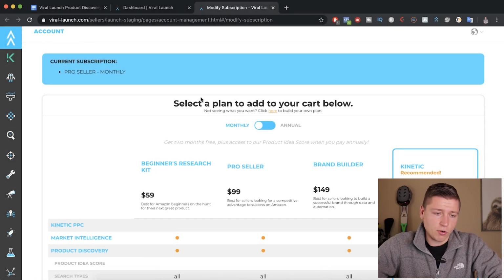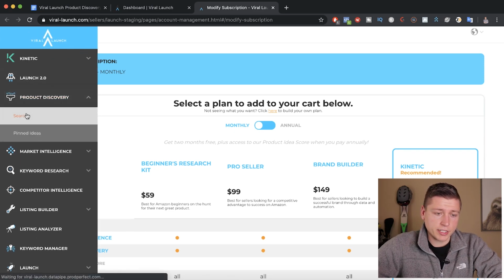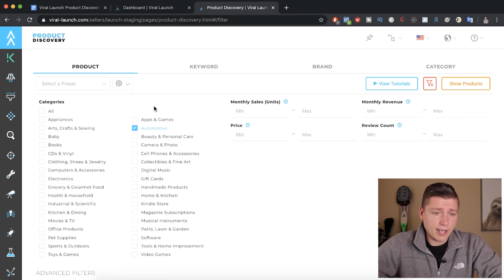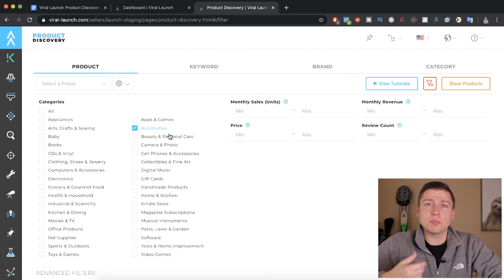All right, guys. So what we're going to do here is we're going to go over to product discovery, and we're going to hit search. All right, so we're in now, guys, right? So we're in the product discovery, and this is the back end of Viral Launch. And what this tool is going to do for us is literally sort through millions and millions of products on Amazon to make our job easier to do product research.